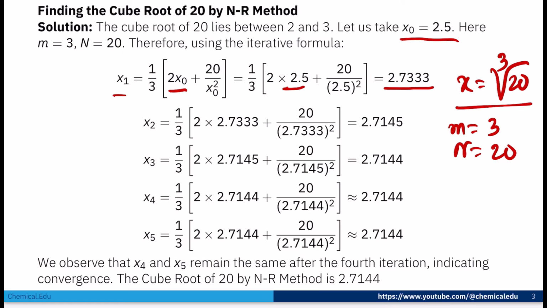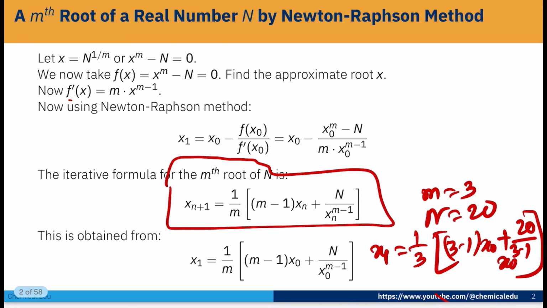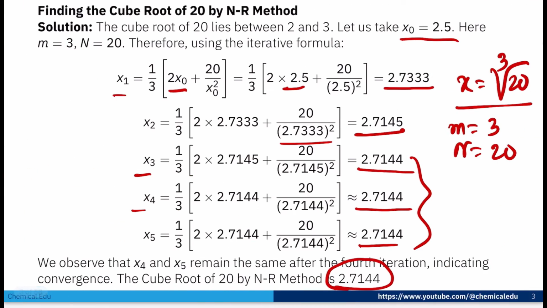Now we plug again. x1 is this, so we use that x1. So x2 we can calculate: 1 by 3 of 2 into 2.7333 plus 20 by this square, we will get this one. Similarly you can find x3 the same way, and we'll get 2.7144. x4 is 2.7144, x5 is 2.7114. Now here for consecutive 3 iterations, the root is 2.7144. So finally the cubic root of 20 by this method is 2.7144. That's it for this problem: how to find the cubic root of 20 by Newton-Raphson.